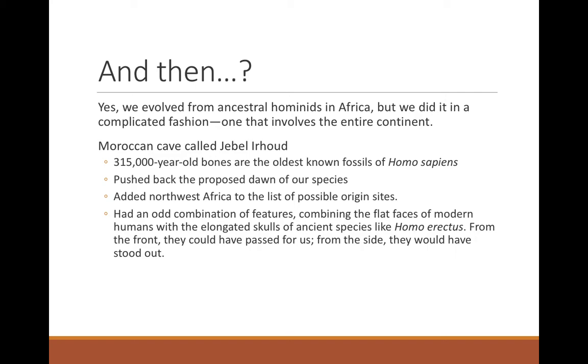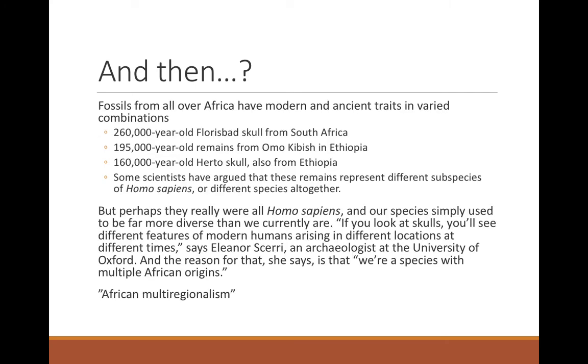These Homo sapiens in Africa or in Morocco have an odd combination of features. They have the flat faces of modern humans with an elongated skull, particularly at the back, of Homo erectus. So from the front, they would pass for a fully modern human. You dress them in a business suit, you wouldn't notice the difference. But if you looked at them from profile, from the side, they would have had extremely elongated skulls. So they would stand out. They would look weird.